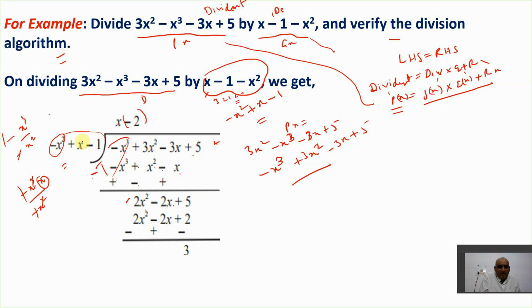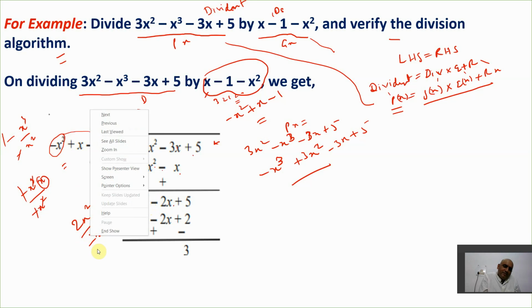Now what do I have to do? The next step is that I have to make this 2x square in order to cancel it. How do I make it a 2x square? See, this is 2x square and this is minus x square. So divide both of them.